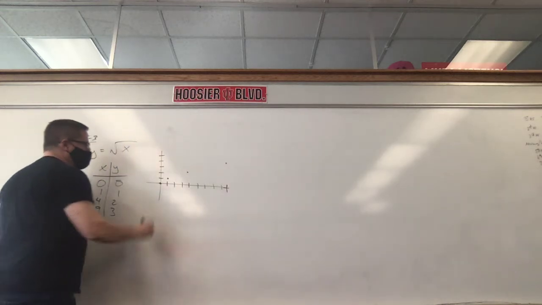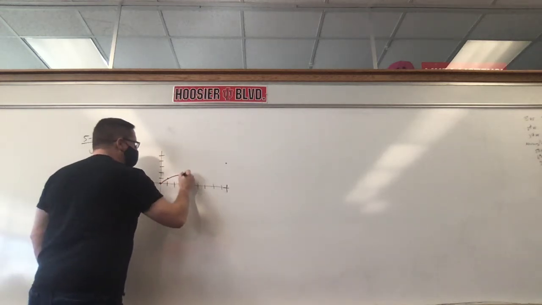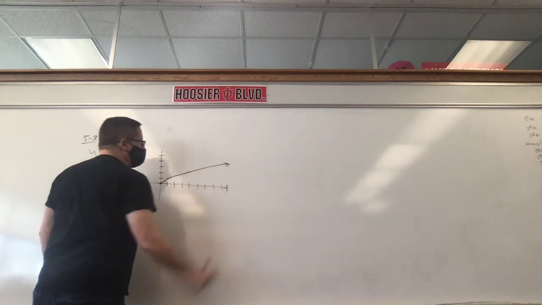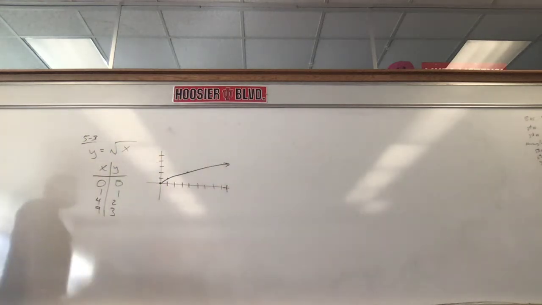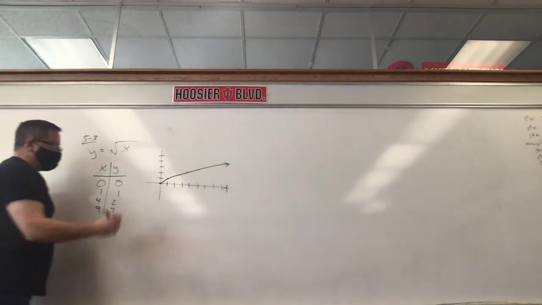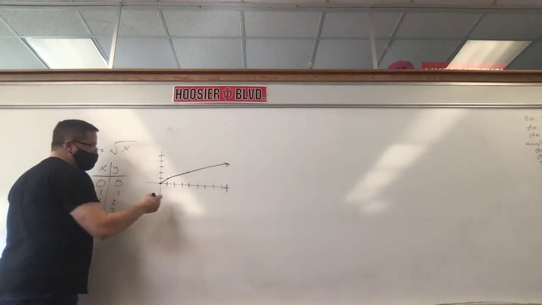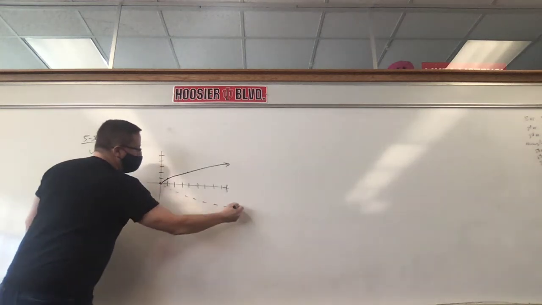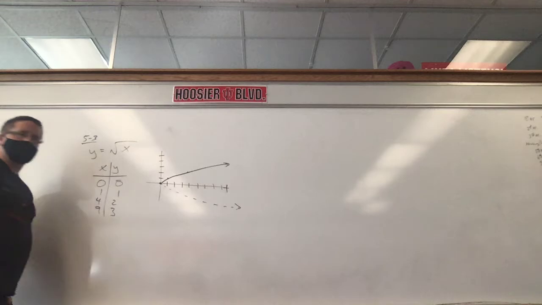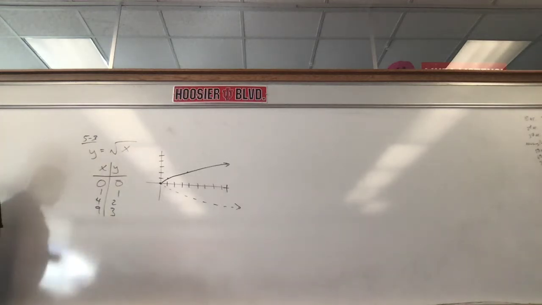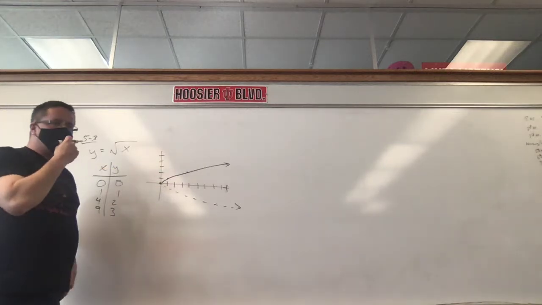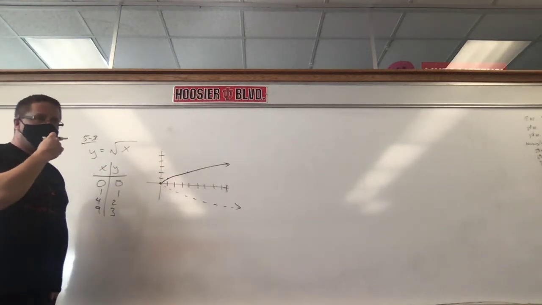So what it looks like if I connected these, I think it looks sort of like, I want to do this dotted part. This is not part of the graph. If I did a mirror image across the x-axis, to me it kind of looks like a sideways parabola. It's the top half of the sideways parabola is what I think it looks like, okay?